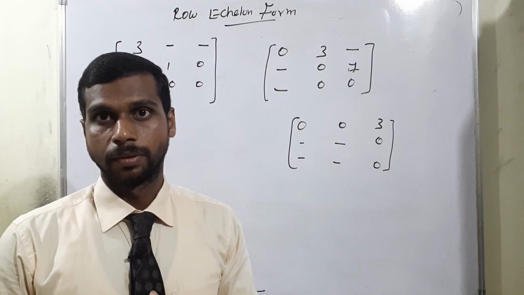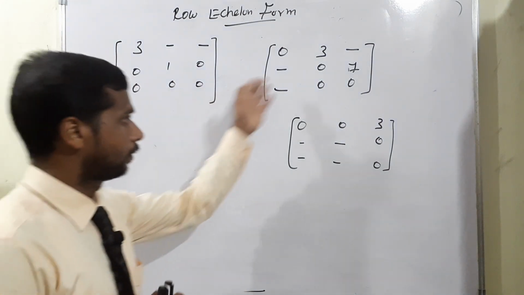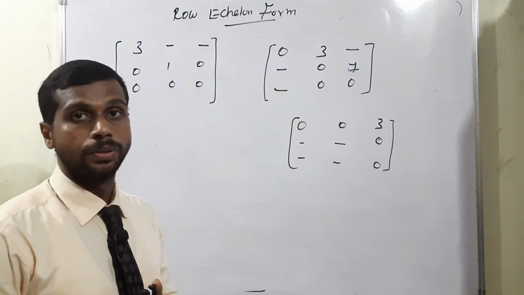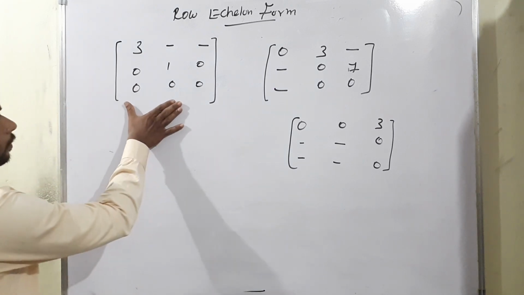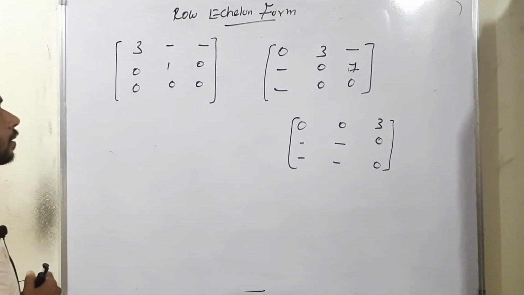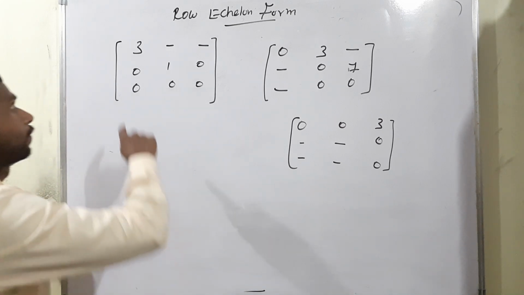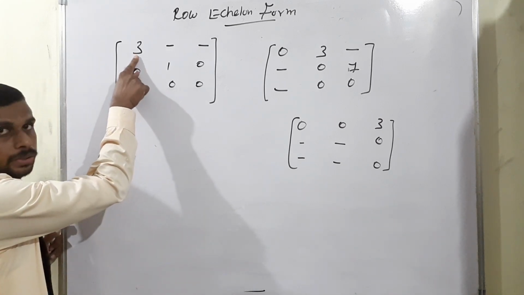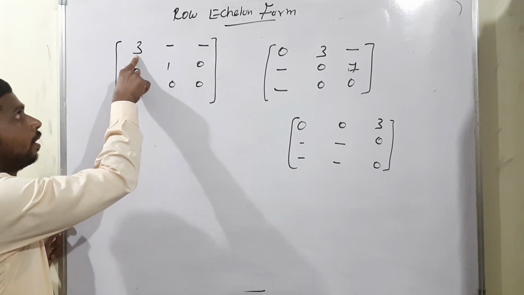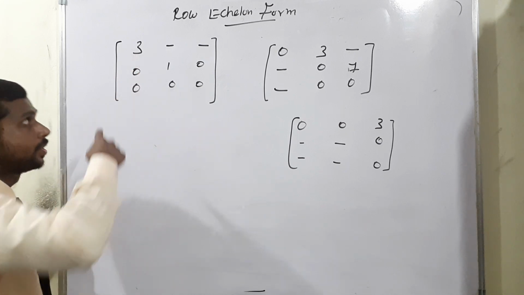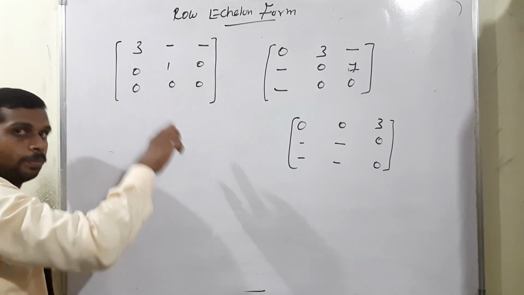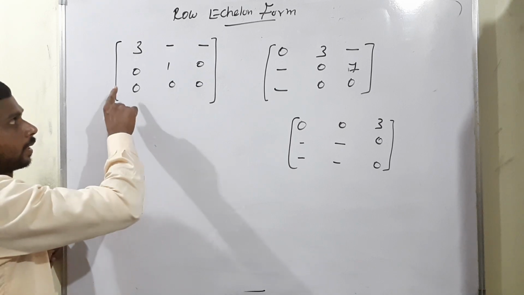Listen, I have given a set of 3 into 3 matrices. I am moving to the first one, a 3 into 3 matrix. What is the meaning of the condition? Here the first row is already starting with a non-zero digit. So when starting the non-zero digit, the two terms under it must be 0. That's the condition.